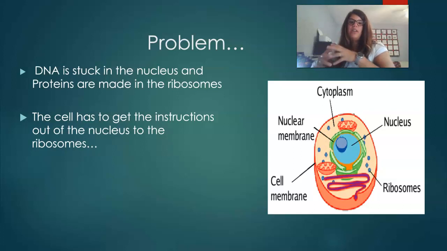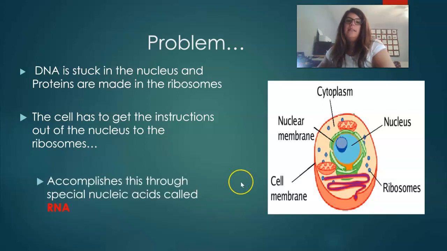You would have to figure out how to get that safe open in order to translate those instructions, and that's what the cell needs to do. And it does that through a special molecule, which is called RNA. Sounds like DNA. There are some things that are very similar and some things that are different, but this RNA is really the go-between between the DNA stuck in the nucleus and the ribosomes, which is going to use those instructions to put a protein together.